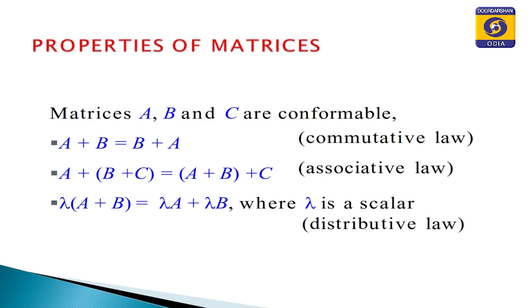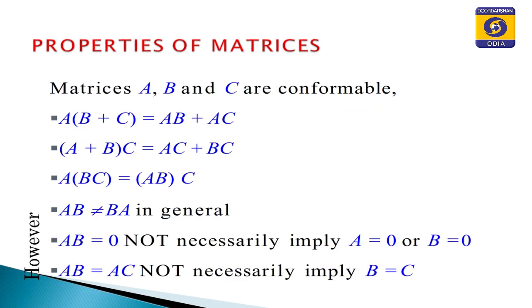Similarly, if lambda is a scalar, then the distributive property also holds. That means lambda times (A plus B) is equal to lambda A plus lambda B. Next, A times (B plus C) is equal to AB plus AC. That is, matrix multiplication is distributive. Similarly, (A plus B) into C is equal to AC plus BC. Matrix multiplication is associative. That is A into BC is equal to AB into C, but AB is not equal to BA. That means matrix multiplication is not commutative.